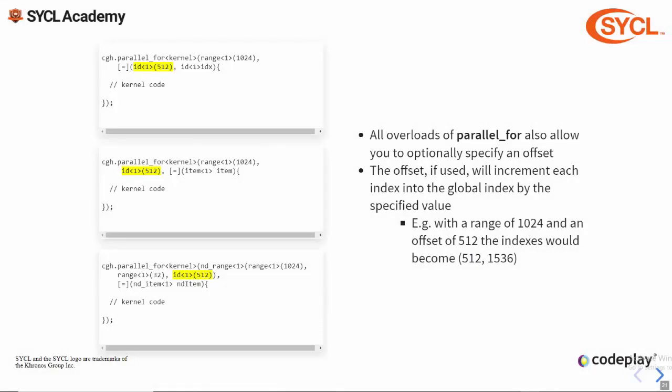All overloads of parallel for also take an optional ID object. This allows you to specify an offset. The offset, if used, will increment each index of the global range by the specified value in each dimension. So for example, if you have a one-dimensional range of 1024 and an offset of 512, then global IDs would now start at 512 rather than 0 and end at 1535.